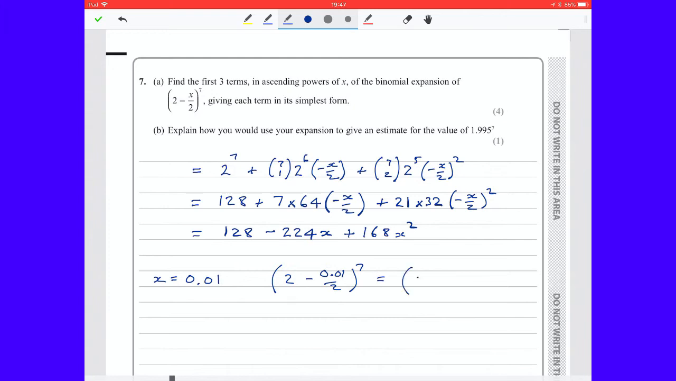And that would be the same as 2 minus 0.005, to the power 7, which of course is 1.995 to the power 7. So to give an estimate for 1.995 to the power 7, put x equals 0.01 in our expansion.